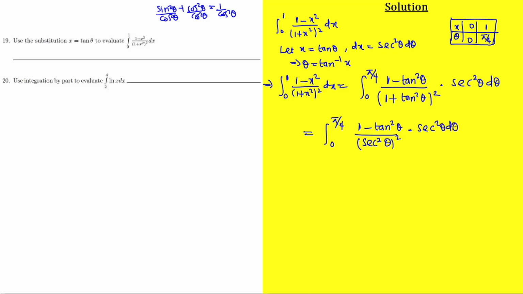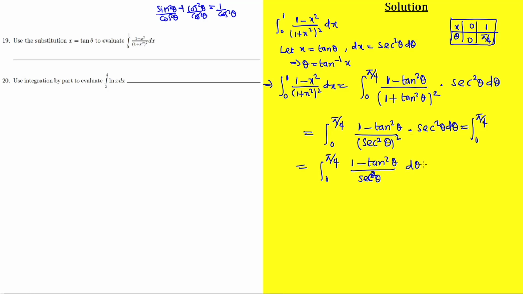d theta. So that means I'm going to have the integral from 0 to pi over 4 of (1 − tan² theta) over, here I'm going to have sec² theta, because one sec² theta will cancel one of the sec² theta here, so I'll just have one sec² theta d theta.